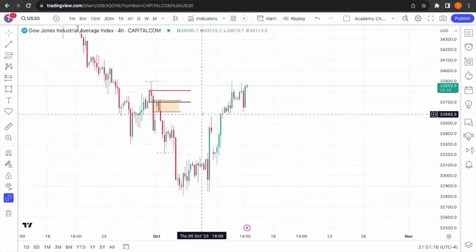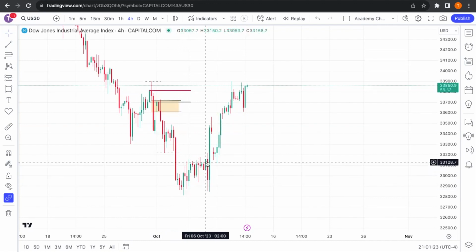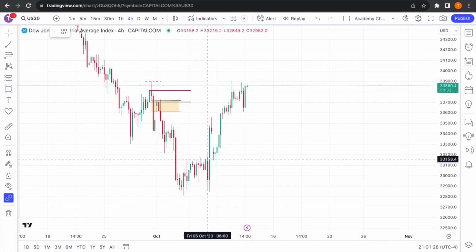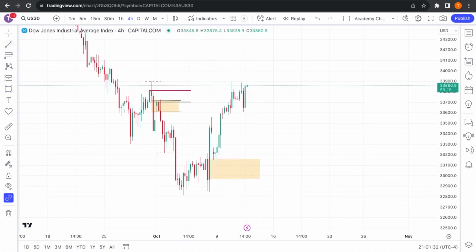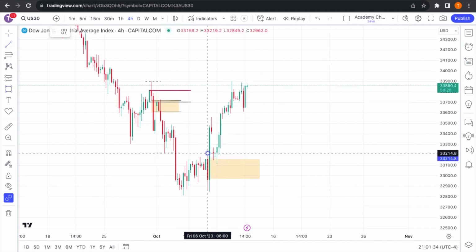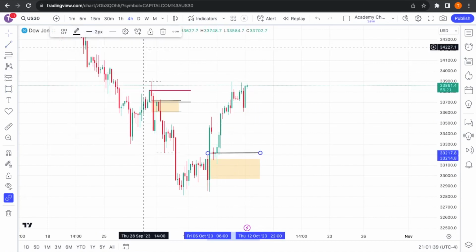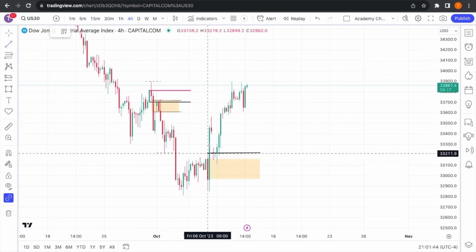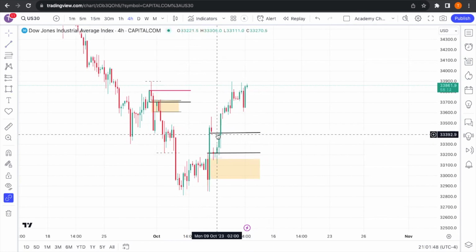Now, same thing on the other side. This one's a little harder to see. Let's go with this one. So right here, we can see a high probability order block. Why is this a high probability order block? Right here, between this candle and this candle, we had a fair value gap.